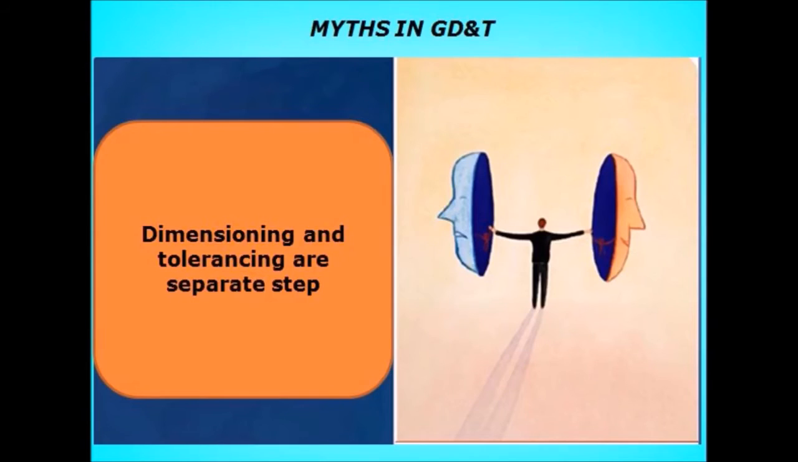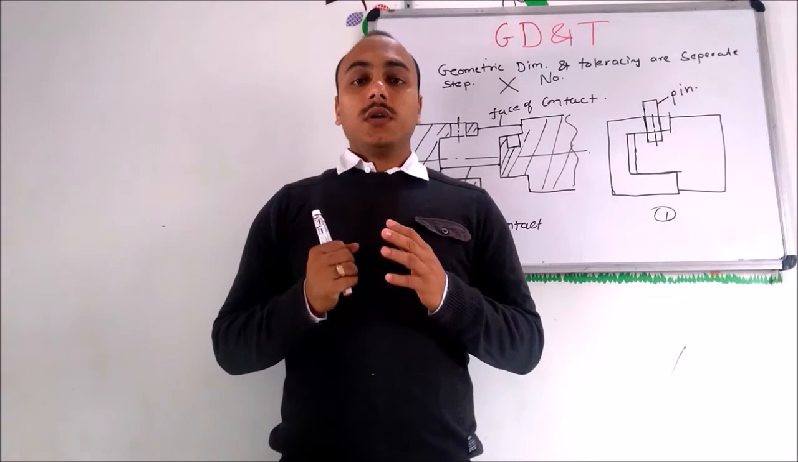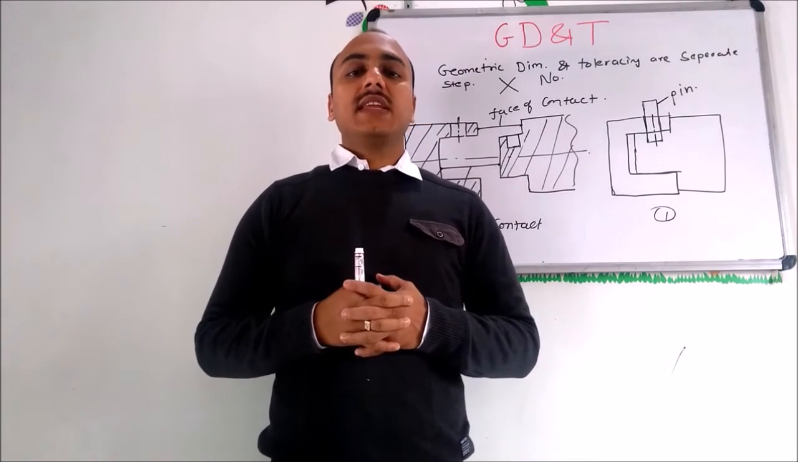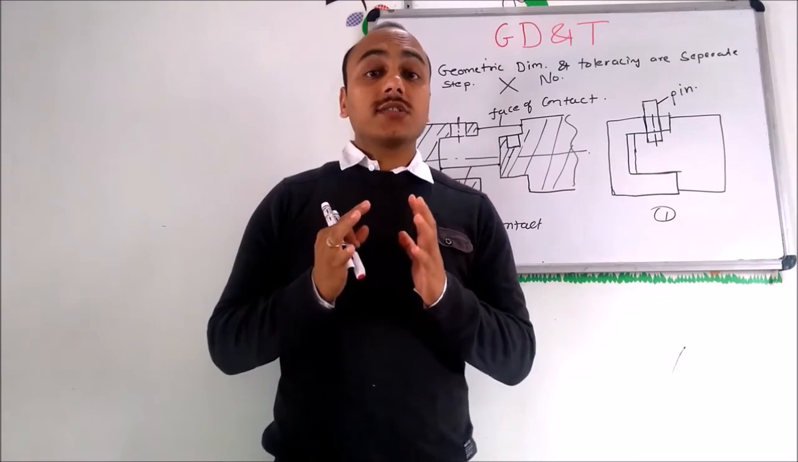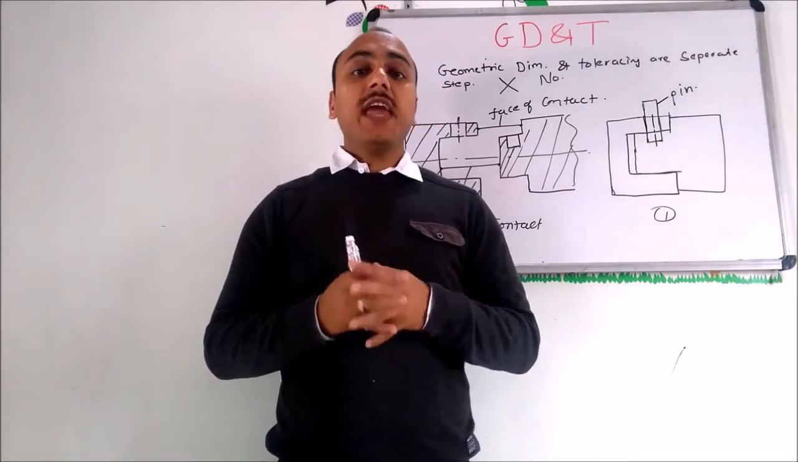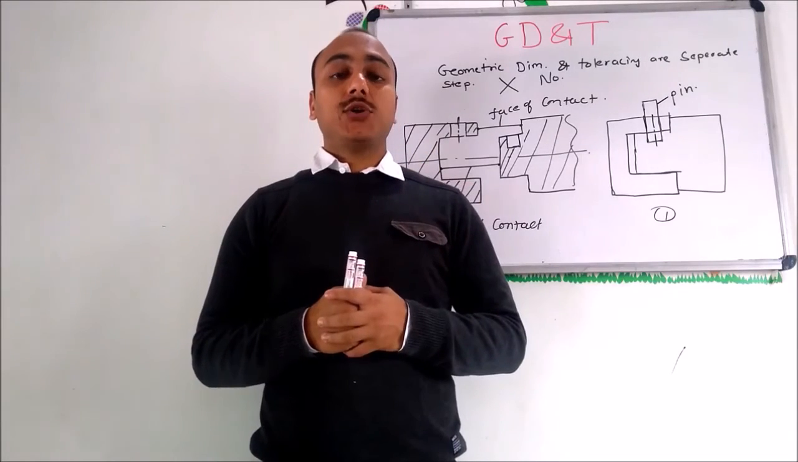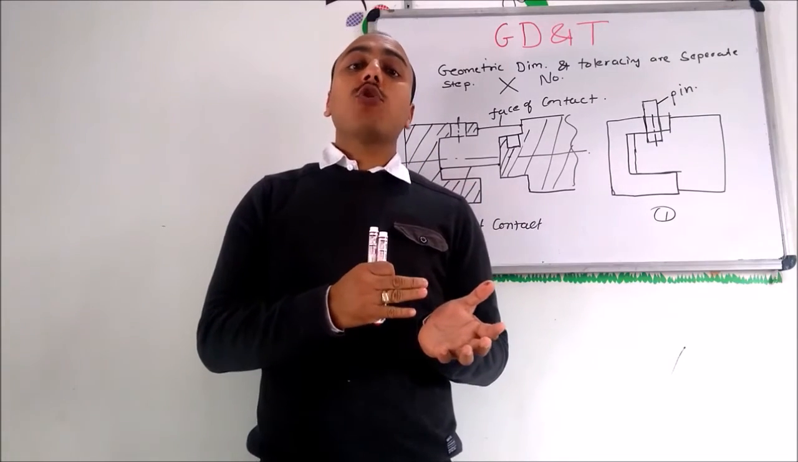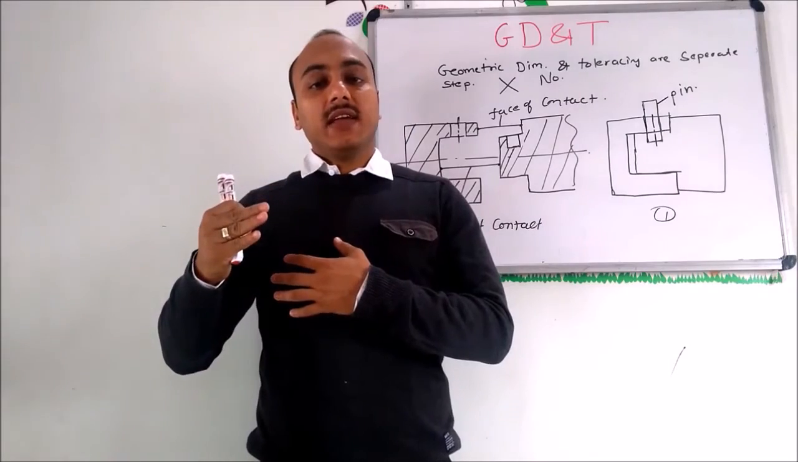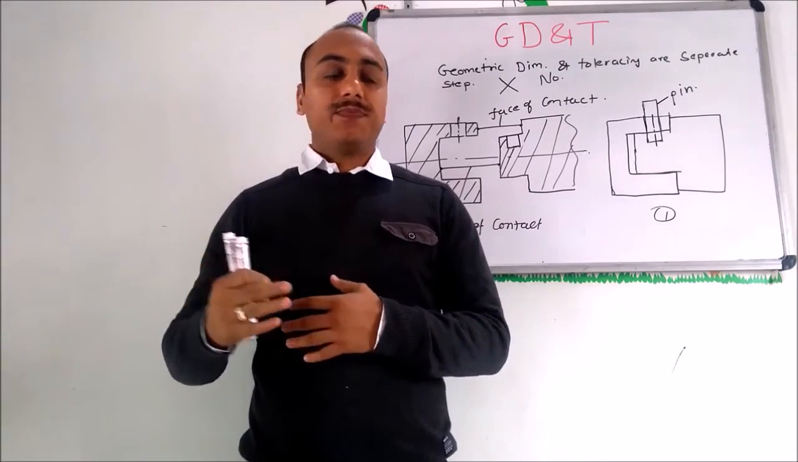Let's discuss various myths in GD&T, and the first myth is that dimensioning and tolerancing are separate steps. Geometric dimensioning and tolerancing are not separate steps. We have to be careful while dimensioning in the drawing. It is going to affect our tolerancing values and system.